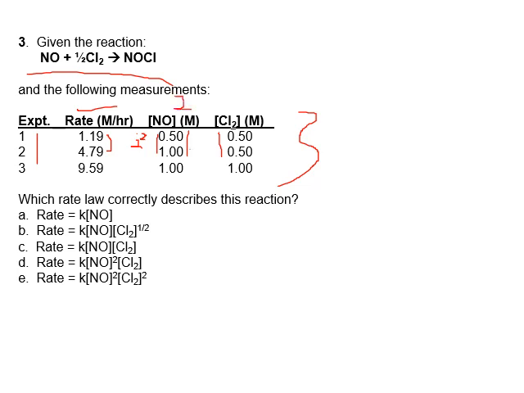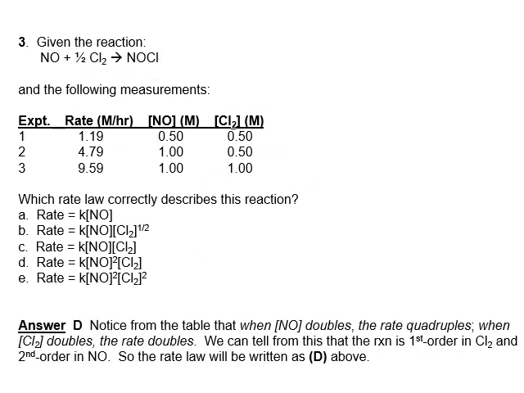Now, when we hold NO constant and double Cl2, the rate doubles from 4.79 to 9.59. So we are increasing it by 2 to the power of 1. In other words, if we double this thing, we double the rate. So it's first order in Cl2. The overall order is going to be 2 plus 1, which is 3. All right, so the rate law will be rate equals some rate constant K times NO to the second times Cl2 to the first, which is answer choice D. Right? And let me just double check. Yeah. Okay, so it's answer D. Next slide.